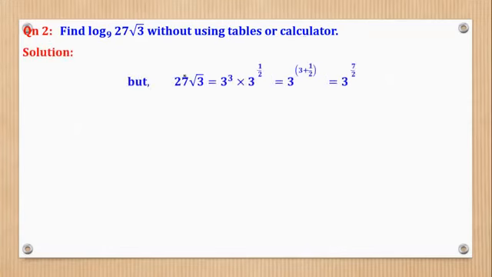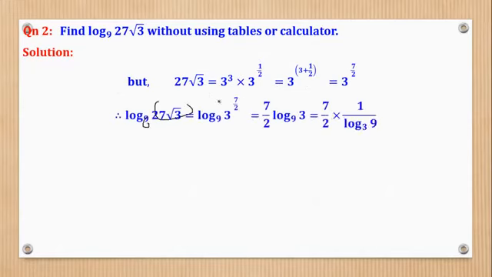So first I realized that this is the same as 3 to power 3, and this one is the same as 3 to power half. Same base, you are going to add the powers to get 3 to power 7 over 2. Meaning that log of this base 9 is the same as this. I've replaced the whole of this with 3 to power 7 over 2.